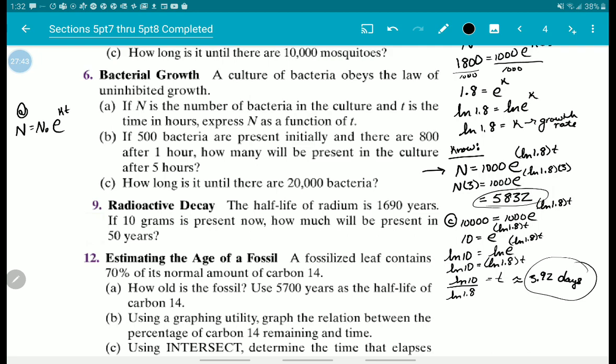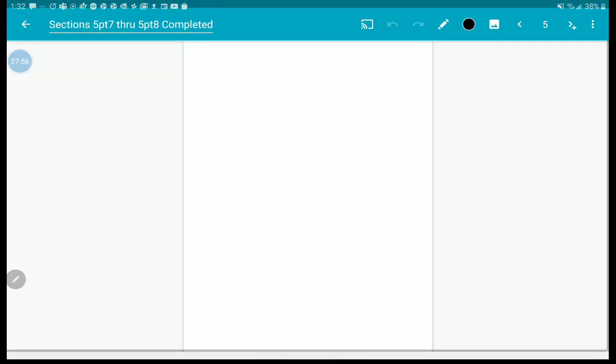Now B is giving us more information. We have 500 bacteria that are initially present. There's 800 after an hour. We want to know how many is going to be present in 5 hours. So let's look at this one on the next page.